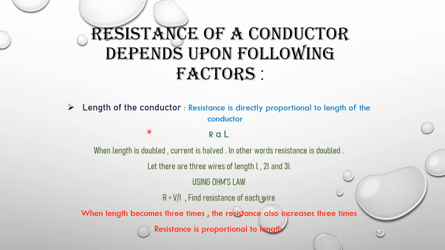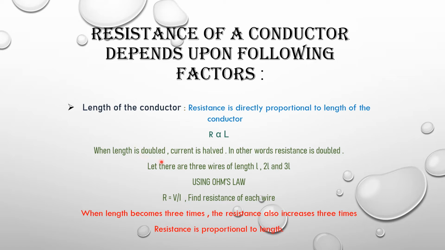What's written here: resistance is directly proportional to the length of the conductor. Both R and L, where L is the length of the conductor, are in a linear relationship with each other. As L increases, R also increases. When length becomes double, resistance also doubles. When length is tripled, or three times, resistance also becomes three times.